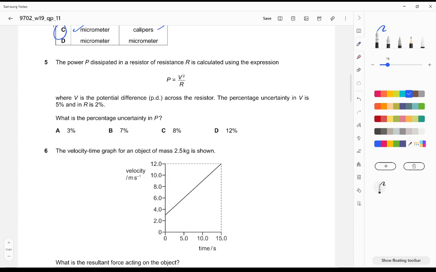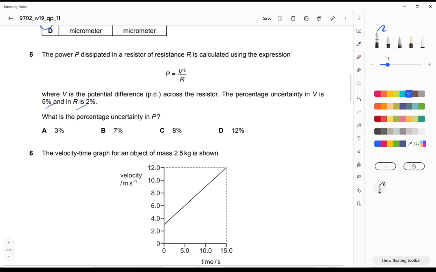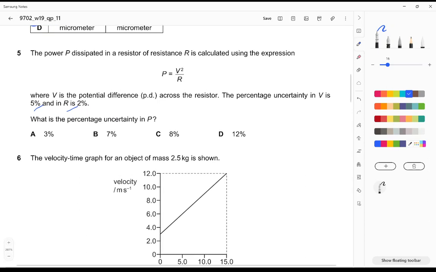The power P dissipated in a resistor of resistance R is calculated using the expression P is equal to V squared over R, where V is the potential difference across the resistor, and the percentage uncertainty in V is given as 5% and R is 2%. What is the percentage uncertainty in P? So what we are going to be doing is looking at this diagram over here.